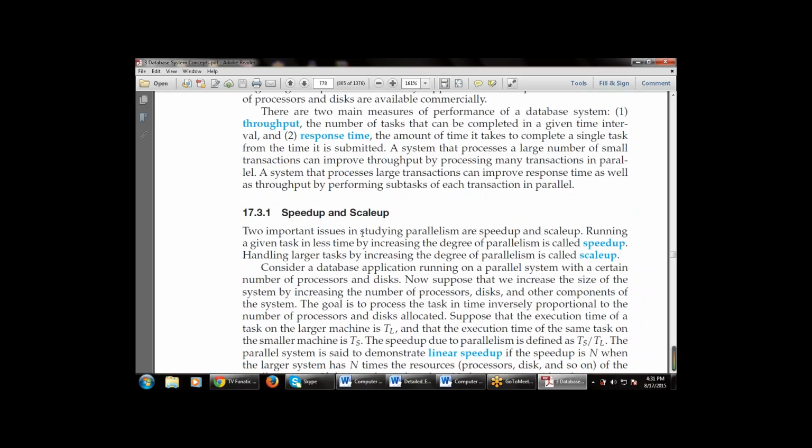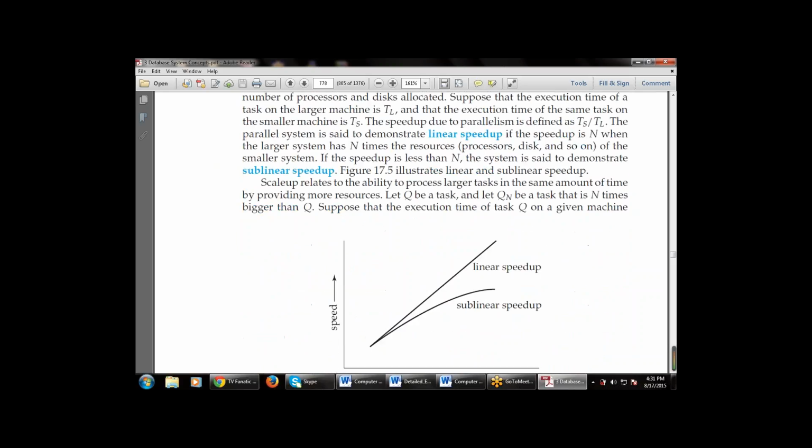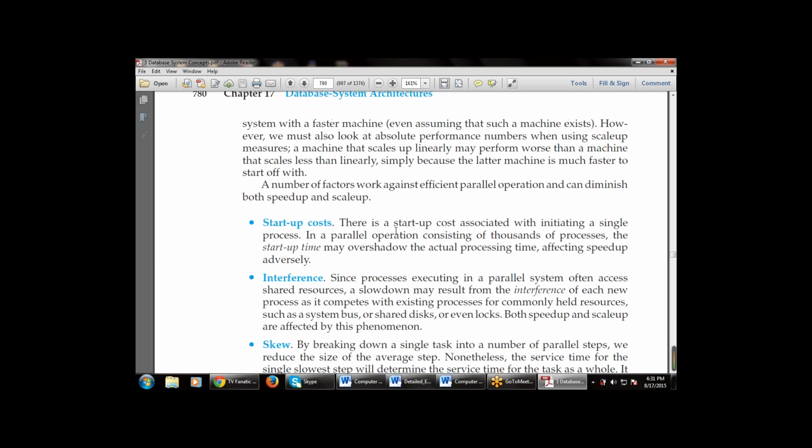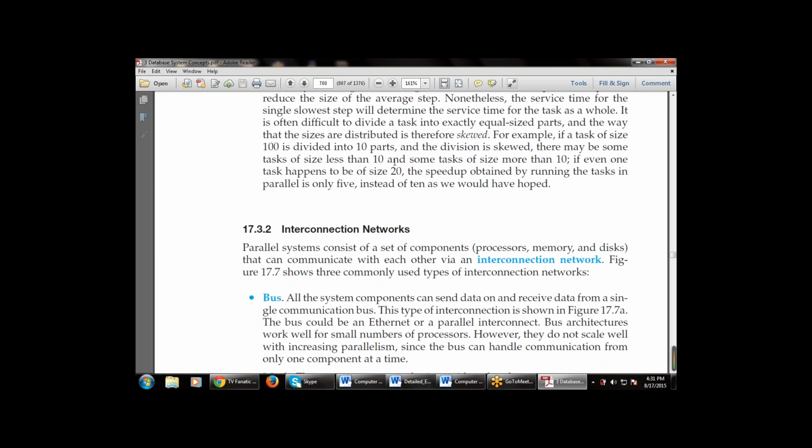Then there are two different issues: one is speed up, and one is scale up. Whenever we complete more tasks in less time, that is speed up. And handling larger tasks by increasing the parallelism is scale up. These are the linear speed up and the linear scale up. Now the next topic is the interconnection network, which is today's topic.